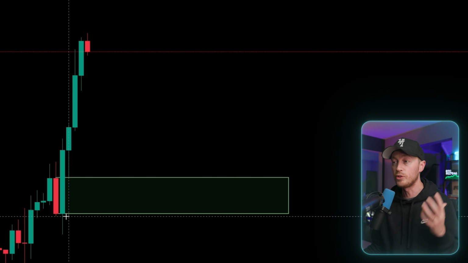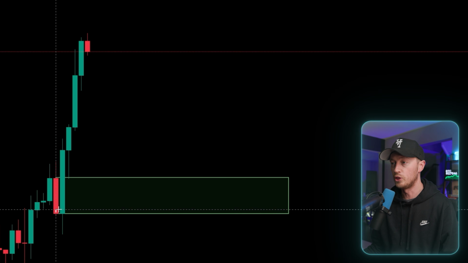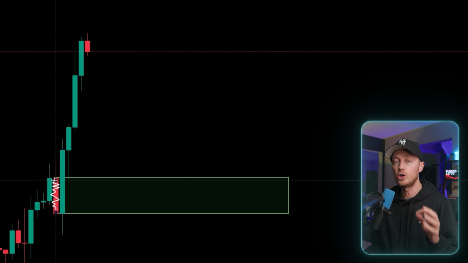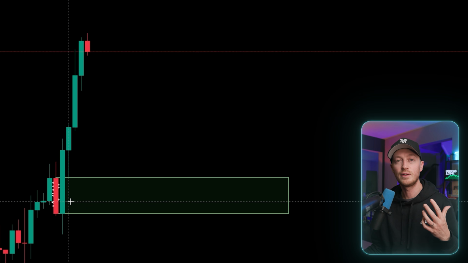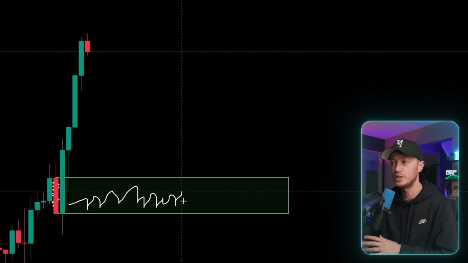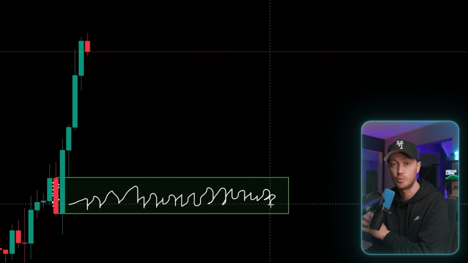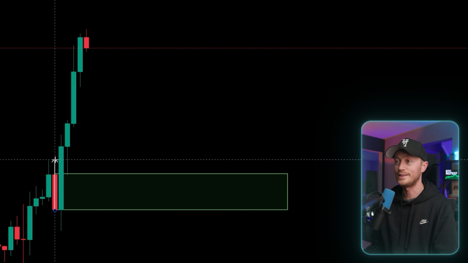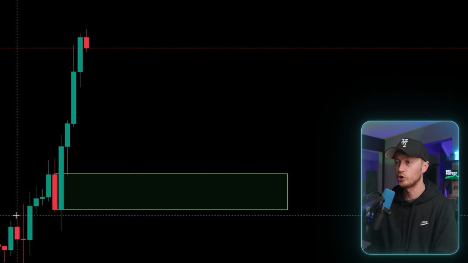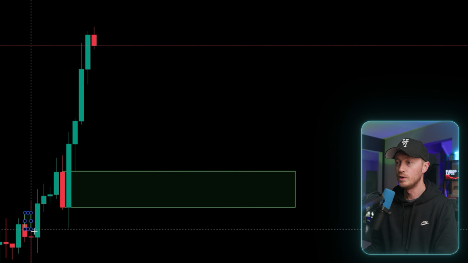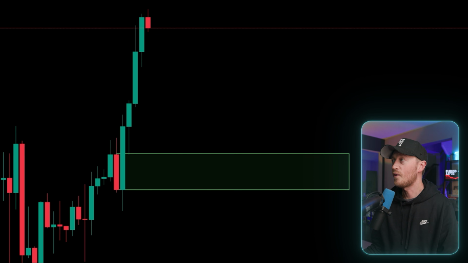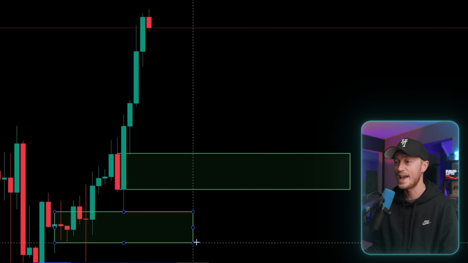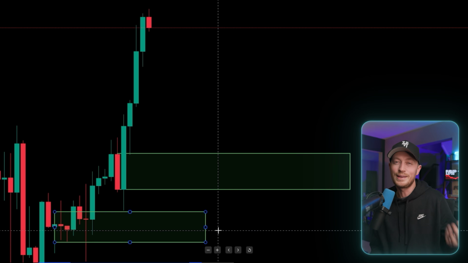Now, the reason I draw the demand zone just on the body right here is because this is where the majority of trading volume occurred during that candle. This just gives us a cleaner, tighter zone where those institutions actually accumulated their positions. It also keeps the zone smaller when we have a big candle like this one. Now, if I had a smaller candle, something like this one right here, I will use wick to wick, or if I have multiple small candles like this, I may just group them up together as the demand zone because I don't like missing trades.